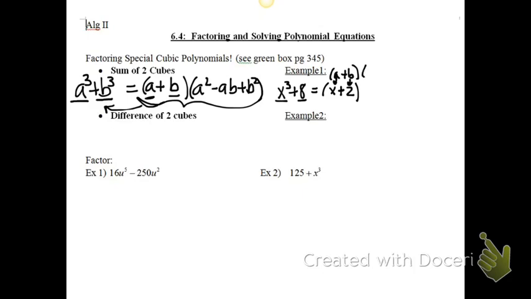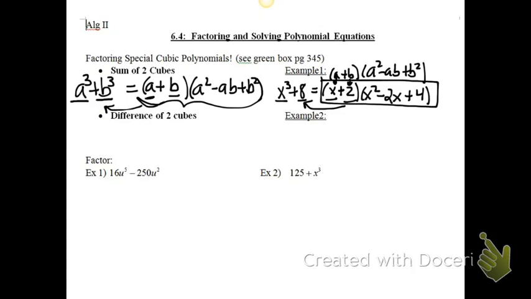Now, to get the rest of the factorization, remember, it was a squared minus ab plus b squared. So, in this example, a squared is really x squared. Then it's going to be minus a times b, which is really x times 2, in other words, 2x, plus the b value squared, which is 2 squared, or 4. If you were to multiply out that binomial and trinomial, you would get x cubed plus 8, but it's factored. So that's how we factor a sum of two cubes.